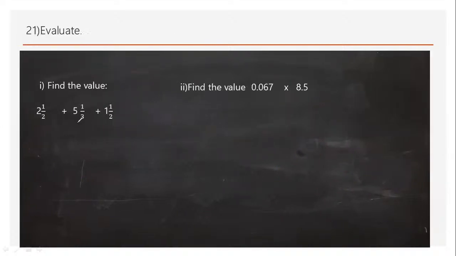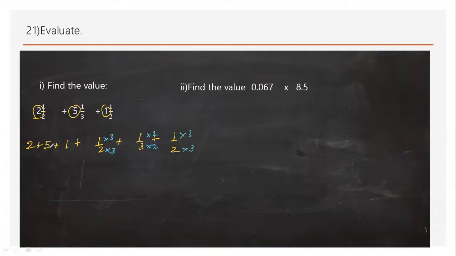Evaluate. Find the value. First you can add the whole numerical part. These are whole numbers, so 2 plus 5 plus 1, then 1/2 plus 1/3 plus 1/2. Now you can convert this to a common denominator. This is by 3, this is by 3. This is by 2, this is by 2. This is by 3, this is by 3. 2 and 5, 7. 7 and 1, 8.